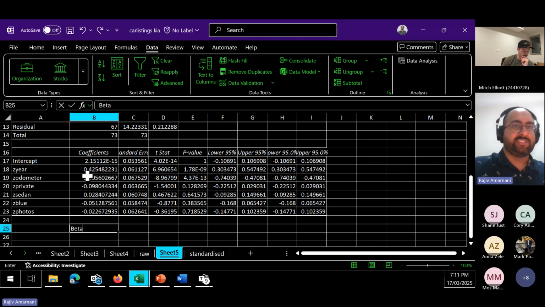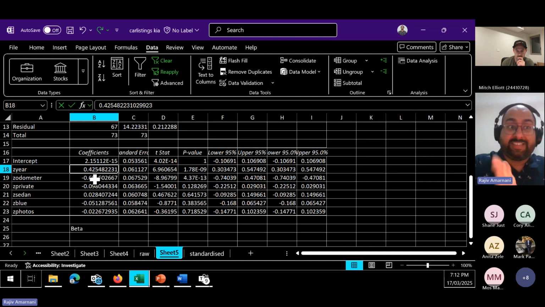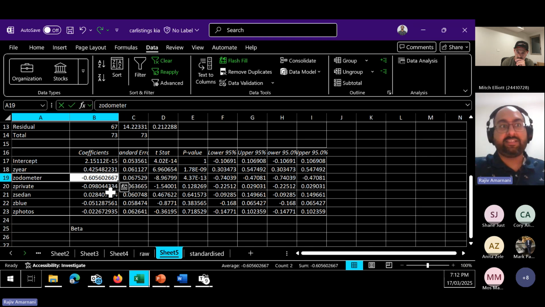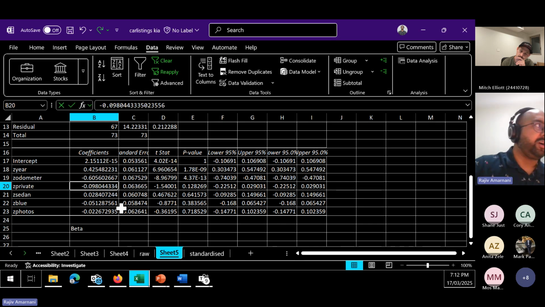The way you interpret this is similar to a correlation. So here we have odometer minus 0.61, year is 0.43. 0.61 is larger than 0.43, the absolute value. And so we can see that this has the stronger effect, exactly like you said, Mos. And probably for the reasons that you said, like the usage is more consequential. But here we can directly compare which effects are bigger than others. And private is way smaller. And there you go.